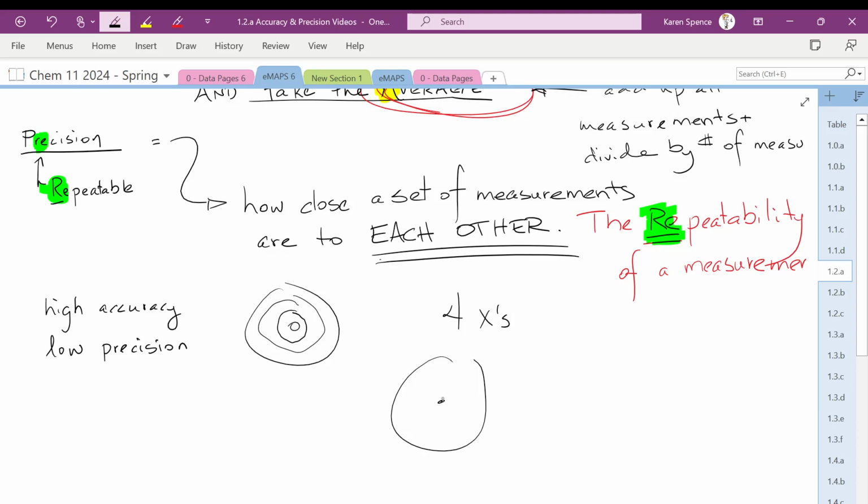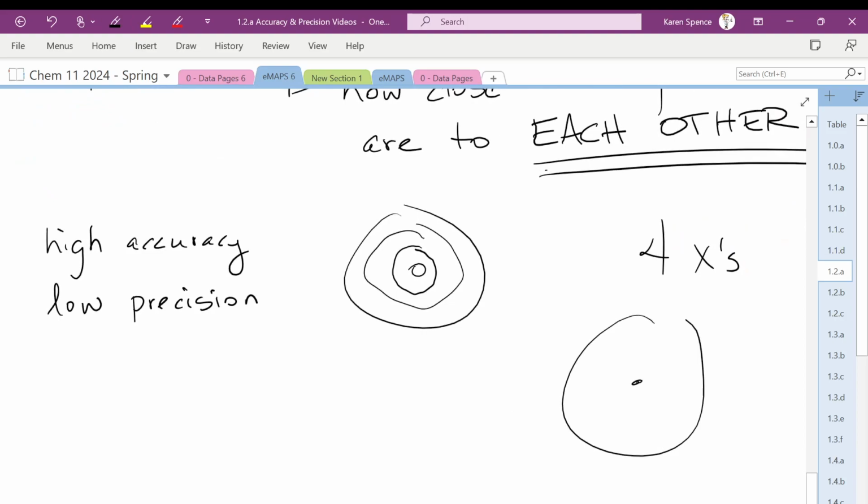And once you've drawn it, compare it with the people sitting near you. And if you haven't drawn it, then you need to get out a pen and draw it, because you don't learn anything by not doing it. Low precision, high accuracy. Yep.